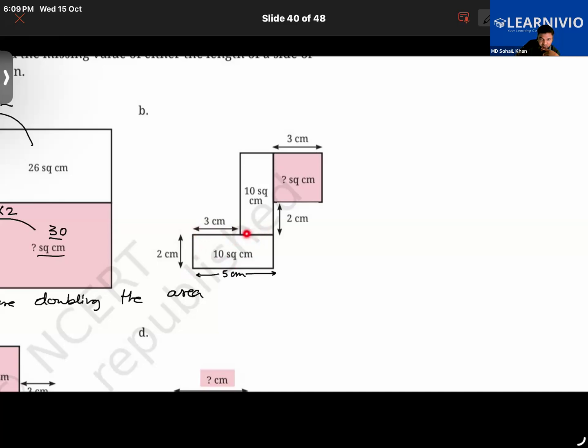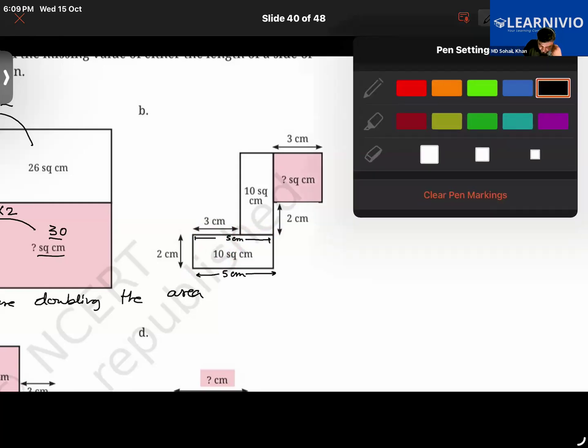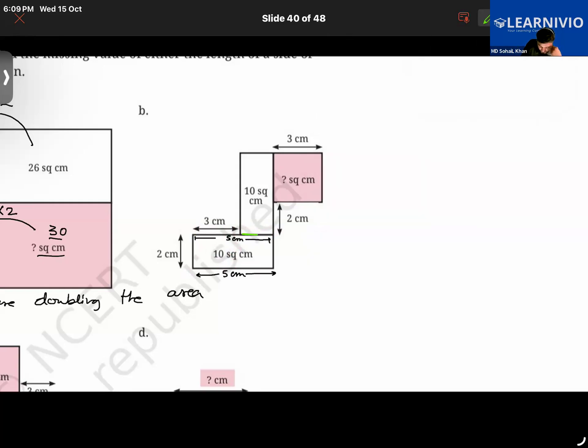So this much will be how much? This much will be 3. That is equal to that much, which is equal to 5 centimeter. I'm asking you what will be the length of the green part here. 5 minus 3, 2, no.